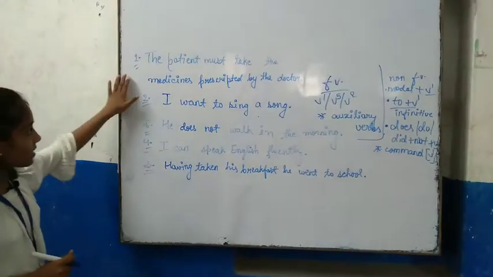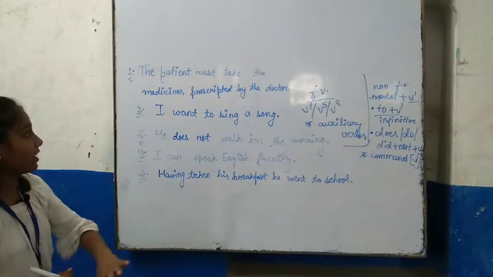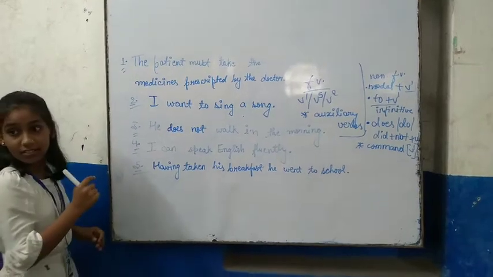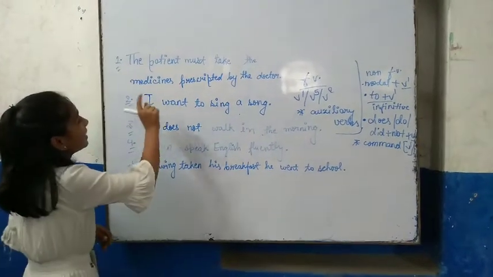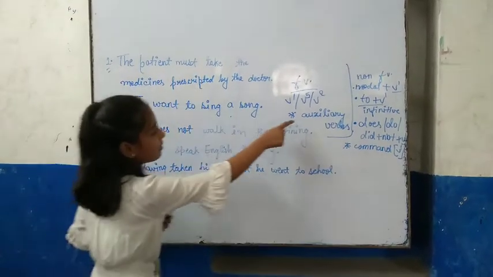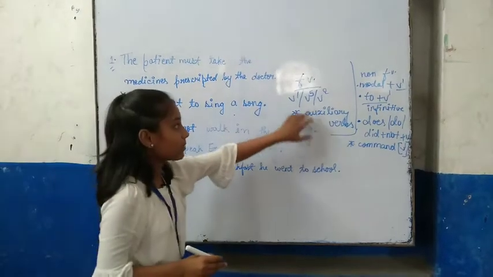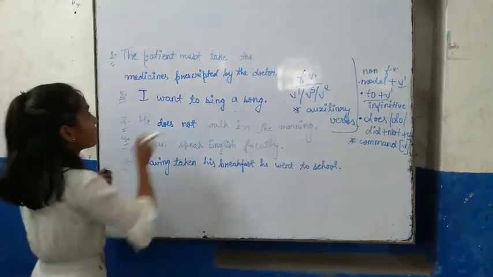In the first sentence, the patient must take the medicines prescribed by the doctor. Here must is the modal auxiliary verb. Modal auxiliary verbs also come in the auxiliary verbs, and auxiliary verbs are known as finite verbs. So must is a finite verb here.